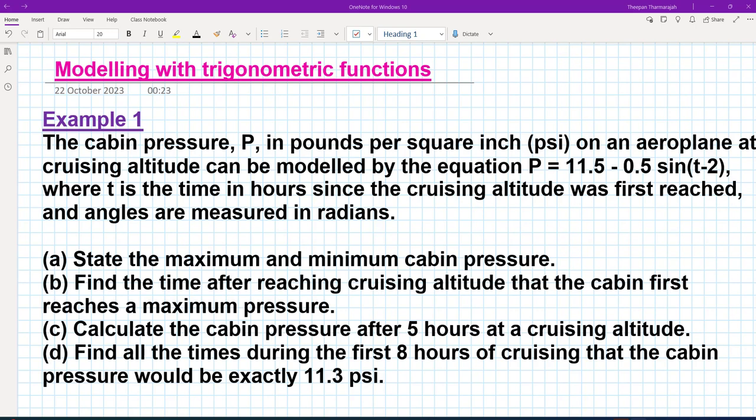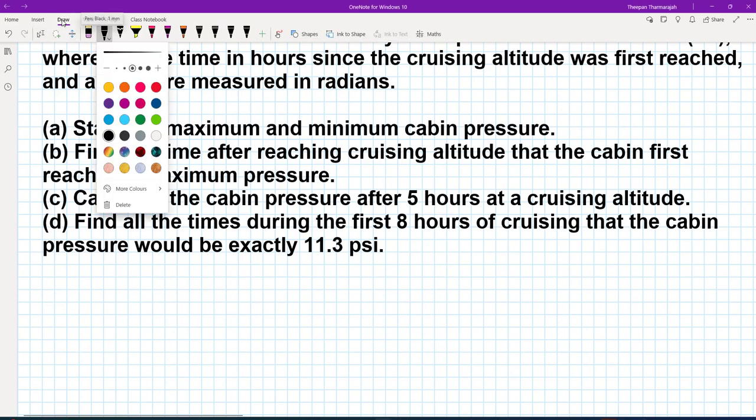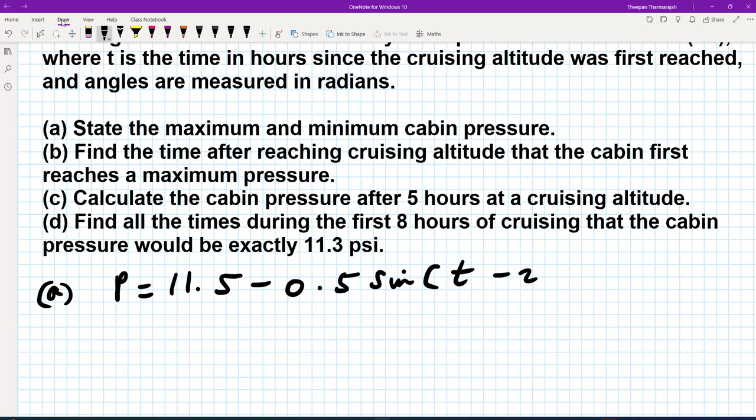Part A says state the maximum and minimum cabin pressure. So let's take a look at this. We can first of all write down our equation that P equals 11.5 minus 0.5 sine (t minus 2) is our function.